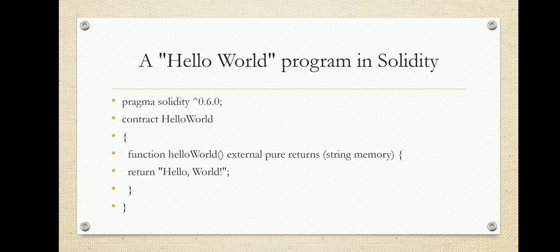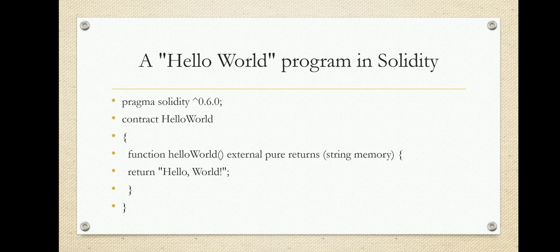Here we have a simple program. In order to display hello world, here we have a Solidity code. You can see the first line, pragma solidity. Pragma is a keyword in Solidity which instructs the Solidity compiler about which version we are going to use. In this program we are going to use the version 0.6.0.